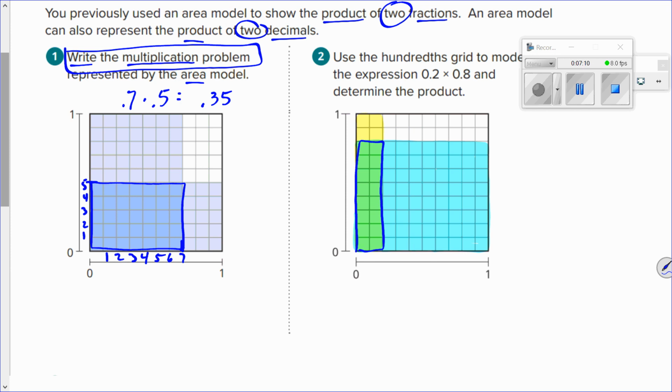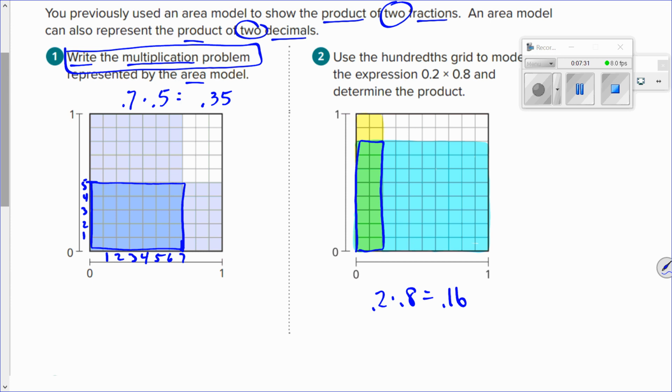So how much overlap was there between the two? Jaden? 16 what? 16 hundredths. So 2 tenths times 8 tenths gave us an answer of 16 hundredths. So that is the one you should have been able to develop based on that.